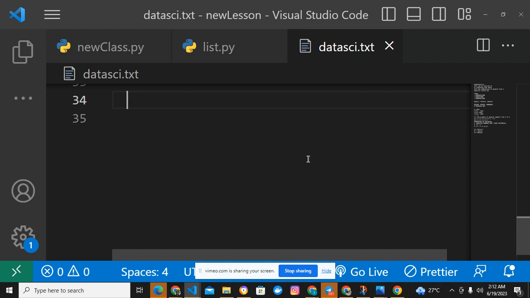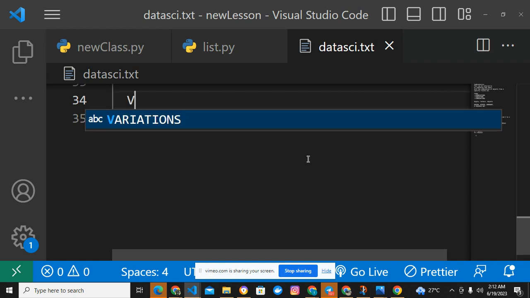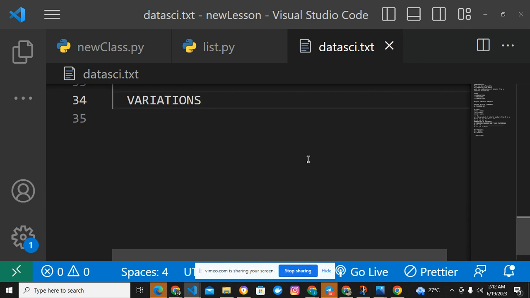So variation, the next one we're having is what? Variation. There are two major types of variation. Let me write it. Variation. We have variation with repetitions and variation without repetitions. Yes. So we are going to be explaining them with examples, so that we can see how they work in practical.